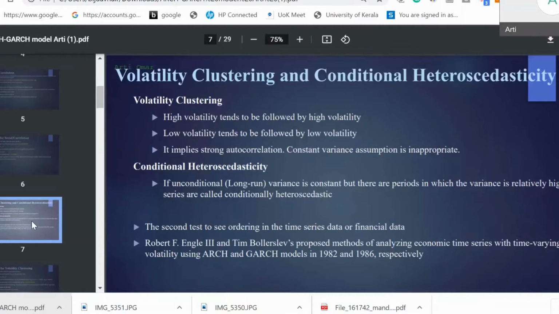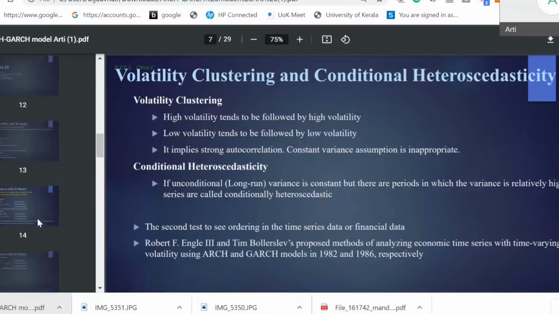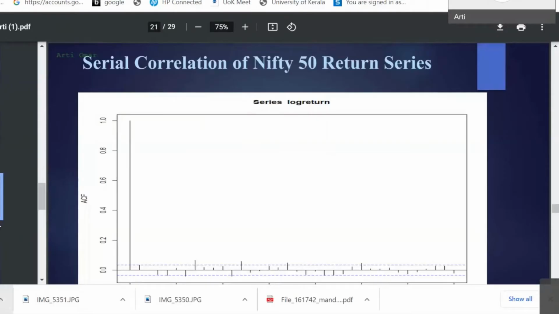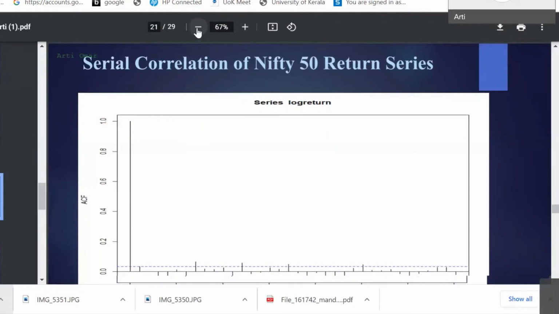So the point is, if you come to slide number 21, can you please show me slide number 21? This is again the Nifty 50 return series. Here you can see there is no serial correlation in the original log return series.